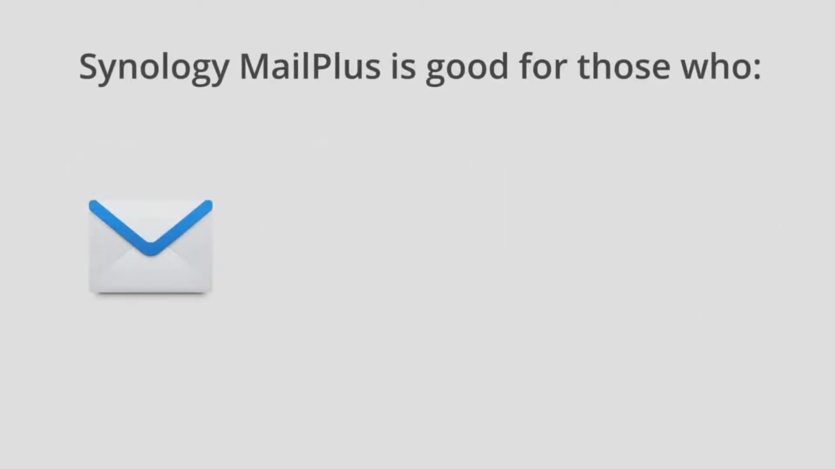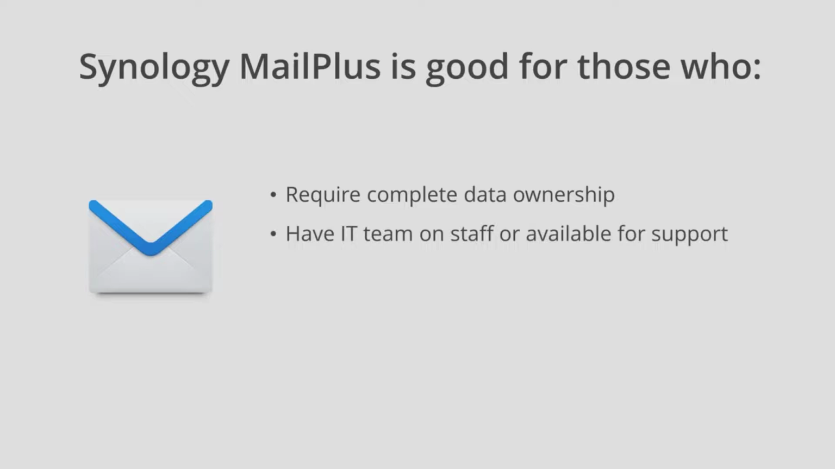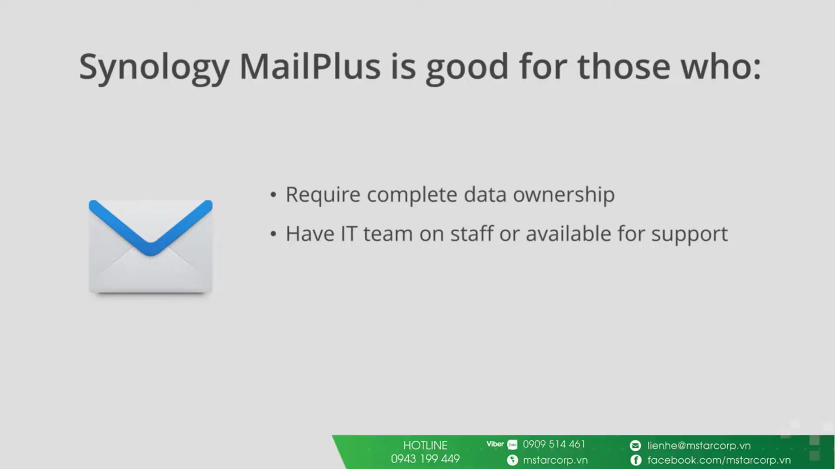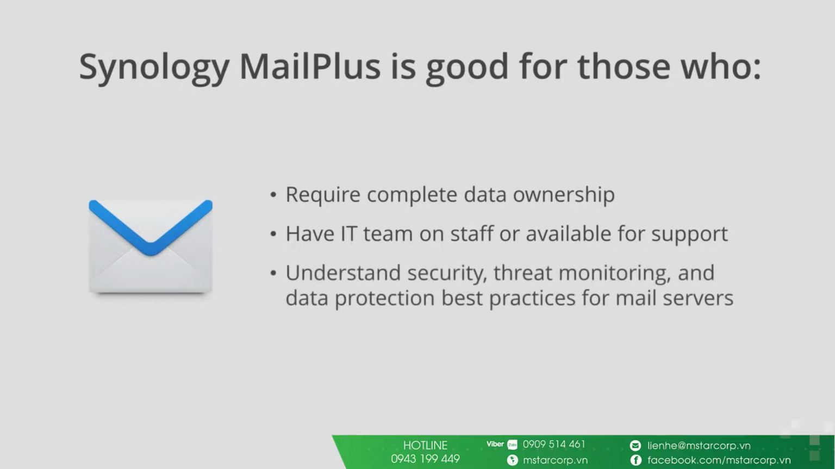So let's talk about an example organization that would be perfect for a MailPlus deployment. These organizations would require complete data ownership of their mail server, either due to internal company policy or just to stay compliant in their specific industry. The perfect organization for MailPlus is also going to have an IT team on staff 24/7 and available support for anything that might happen to the mail server. Because keep in mind, this mail server is going to be the main way that you interact with your clients and a big way that your actual business makes money. So if you do not have that support team in place, then it's going to affect your bottom line. Lastly, these organizations understand security, threat monitoring, and data protection best practices for mail servers.